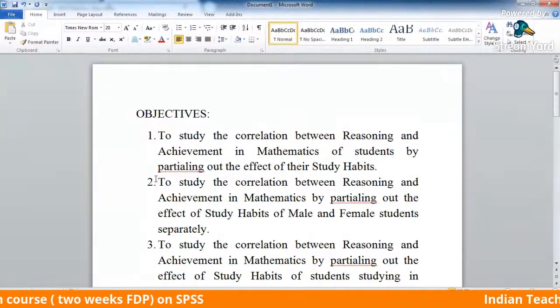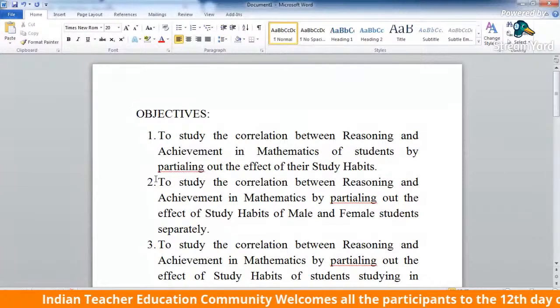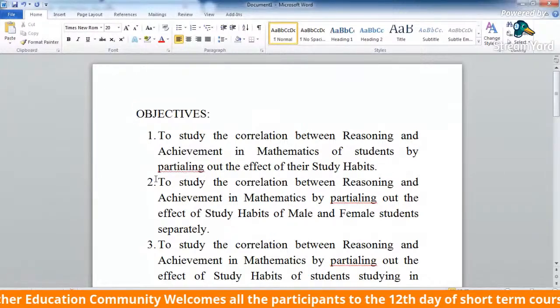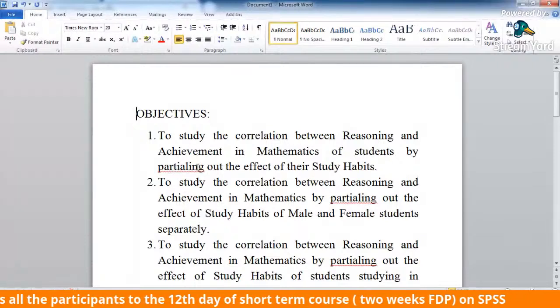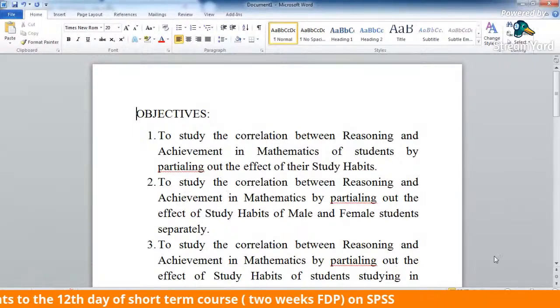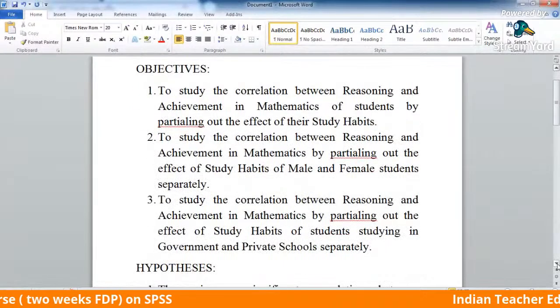The discrete variables which I am taking: one is gender, where male and female, okay, and the other one I'm taking is government and private, so types of school I'm taking.